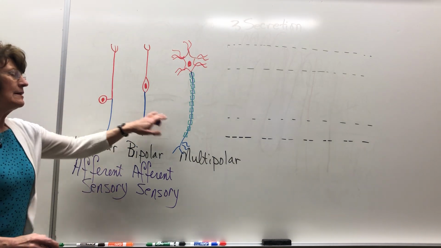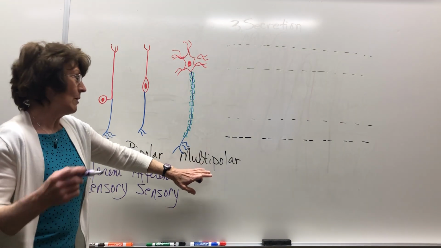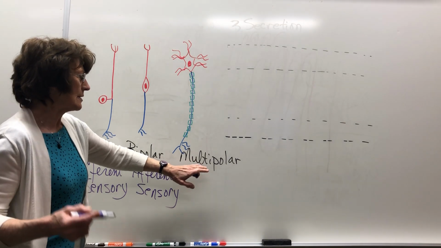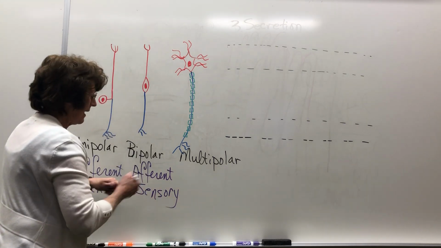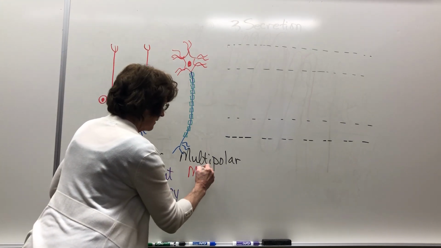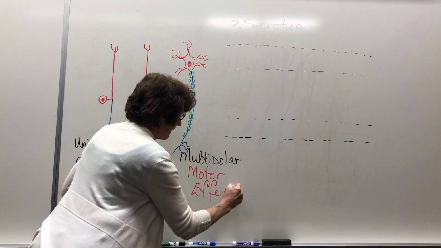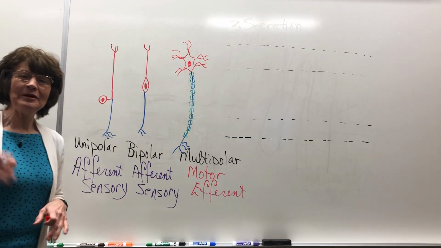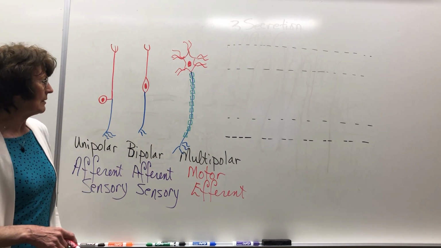So those two, but this one multipolar. And for multipolar, this is going to be the motor neuron, and of course it's going to be efferent. And so I'm just going to put this on here. And so we've got motor and efferent. And we'll see this again when we do the spinal cord with the sensory and with the multipolar.